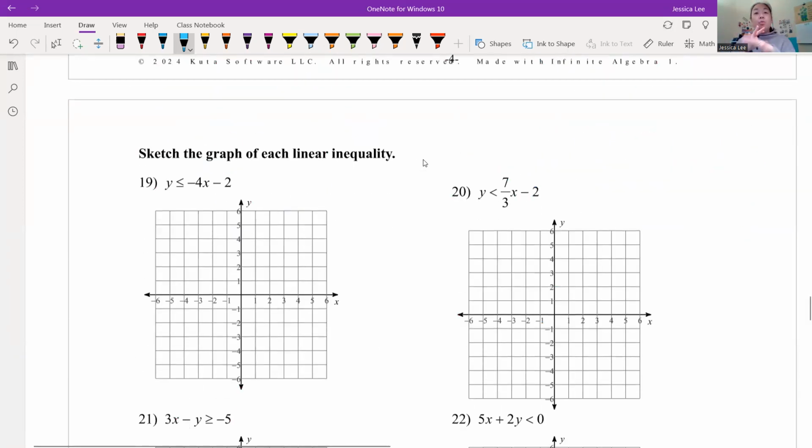Okay, now we're going into the world of inequalities. Before we were on equations, which is equalities. This is inequalities, which means we're dealing with these guys.